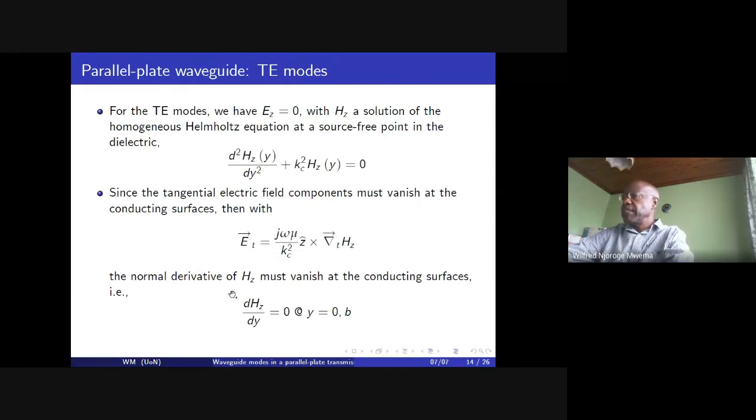And the normal derivative, remember now we are looking at the normal derivative because the E is related to H as a derivative, therefore it must go to 0 at the surfaces. Then we must look at the derivative of Hz, which must vanish at the surfaces. And therefore, it means that dHz/dy is equal to 0 at y equal to 0 and b. This is the same as trying to say that Hx or Ex or Ez are going to be equal to 0 at the surfaces.